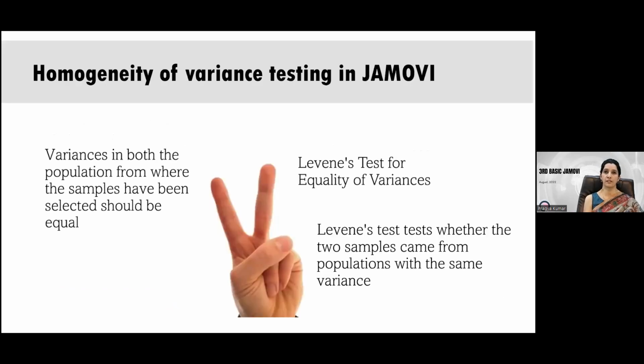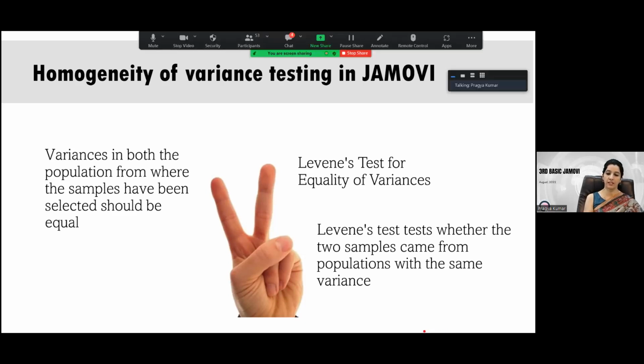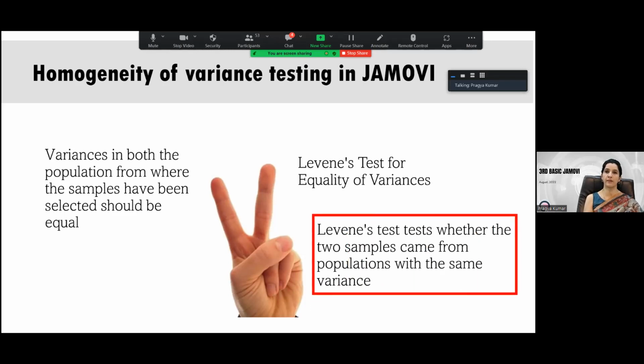So how do you test this homogeneity of variance in Jamovi? The homogeneity of variance hypothesis states that the variances in both populations from which the samples have been selected should be equal. And this is tested by Levene's test of equality of variance. Levene's test tests whether the two samples which have come from the population have the same variance.